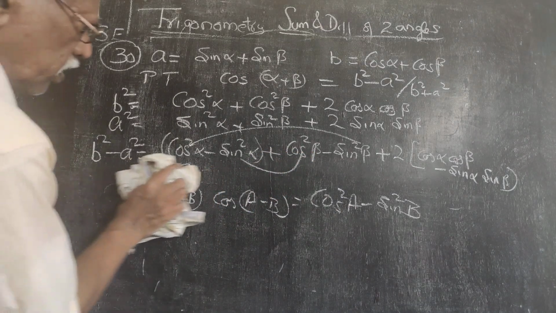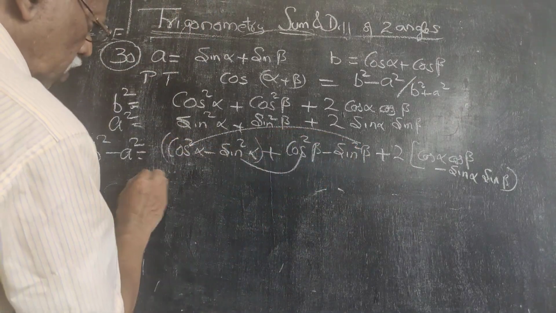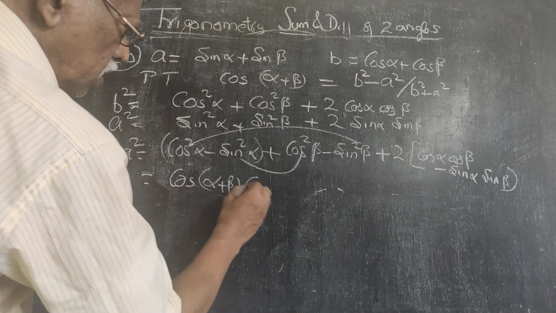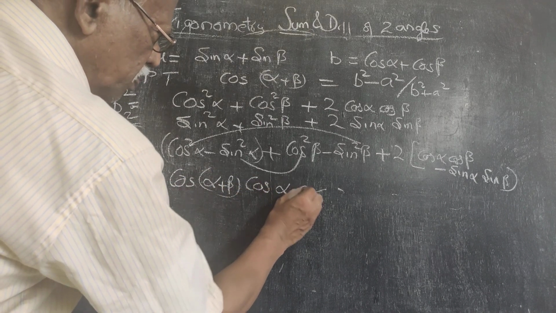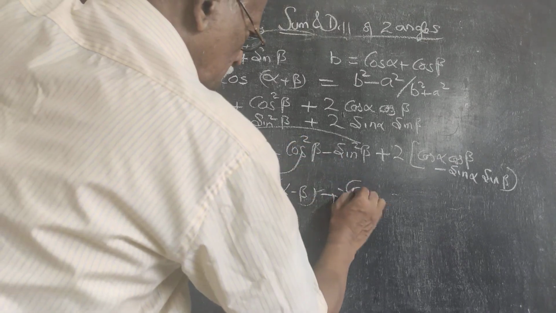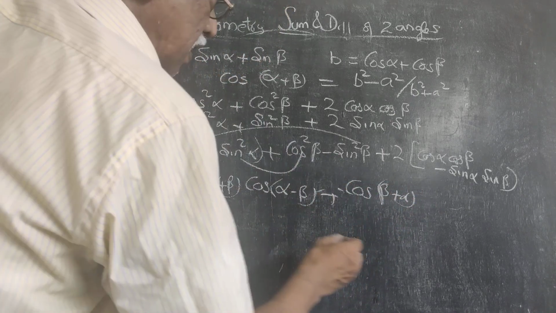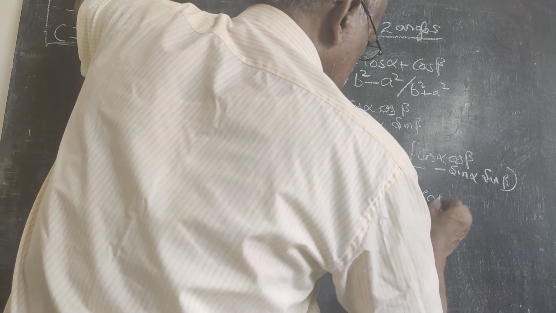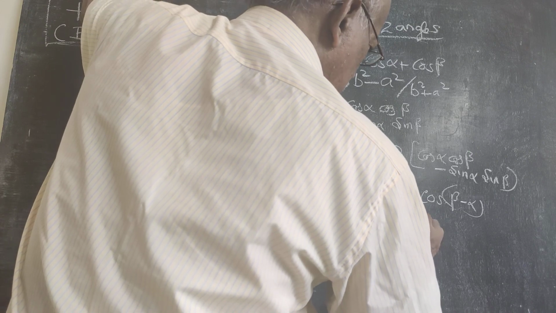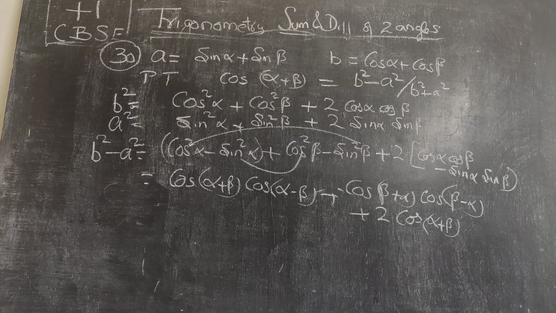So what happens now if I am applying this? Cos square alpha minus sin square beta becomes cos(alpha+beta) into cos(alpha-beta). Similarly, for clubbing these two, cos(beta+alpha) and then cos(beta-alpha), and this is 2 times cos(alpha+beta). Is it okay?